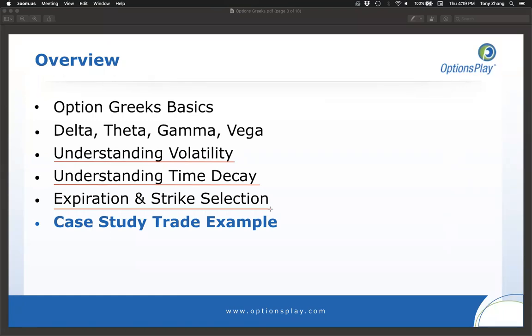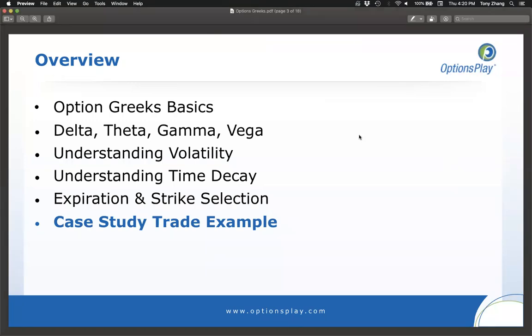And then lastly, I want to go through one case study to show you, if you trade in the money, out of the money, or at the money options, what is the actual difference? Because a lot of times I get questions around which option should I trade. So I think a case study will help illustrate which one you might want to utilize for your portfolio.